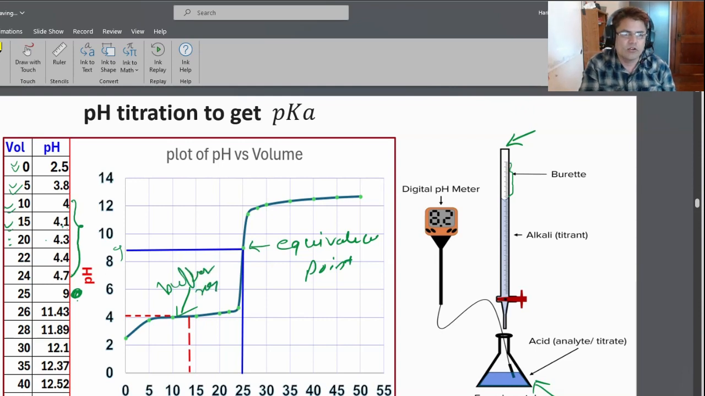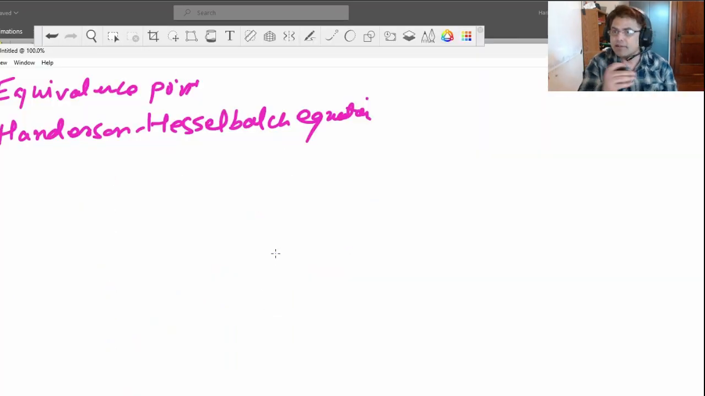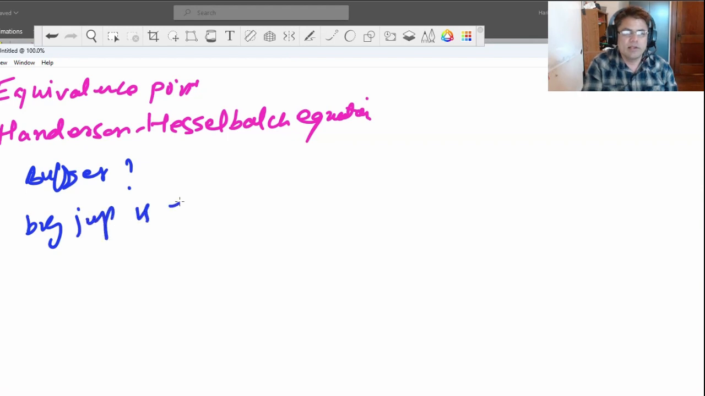And you can see here also 4, 4.1, 4.3, 4.4. This is the buffering region, and this is your equivalence point. Now we learn what the equivalence point is. Let us tell you why that big jump is the equivalence point, and why that buffering region exists. First of all, the question is why it behaves like a buffer in that region, and why the big jump is the equivalence point.